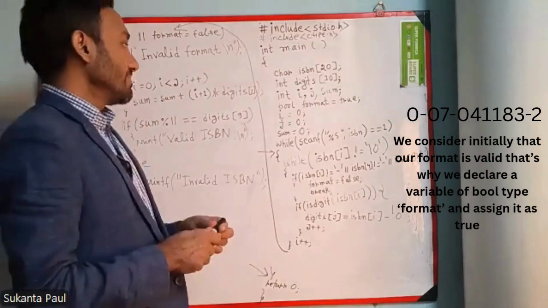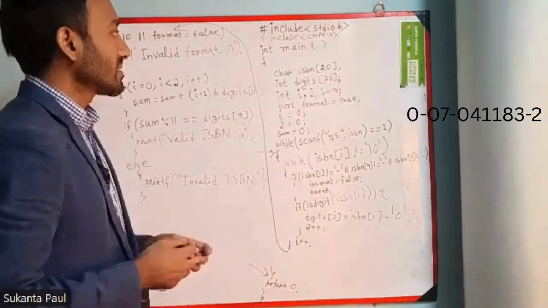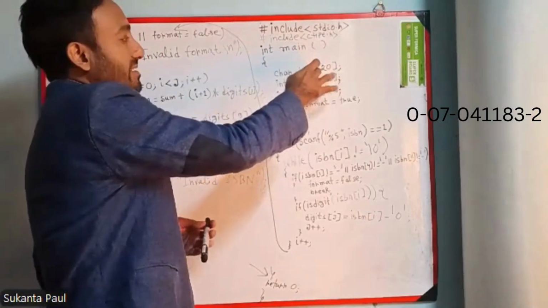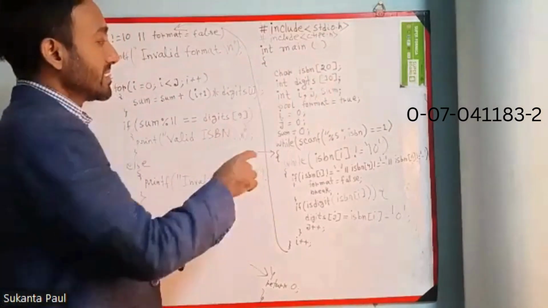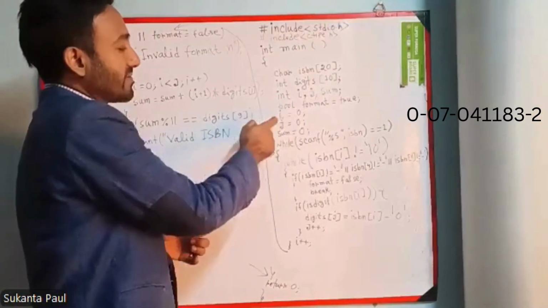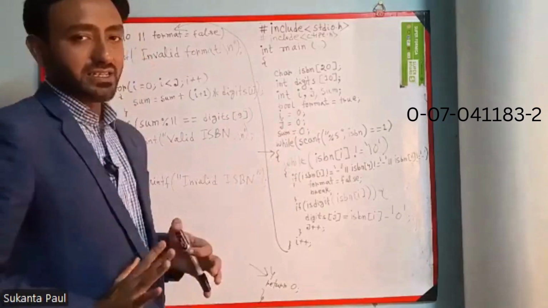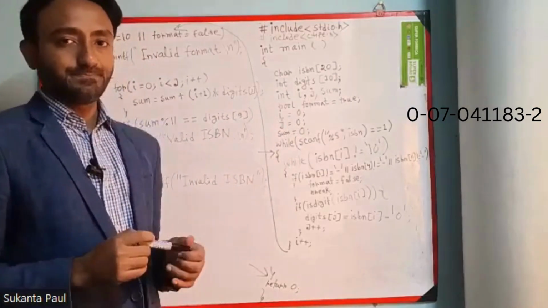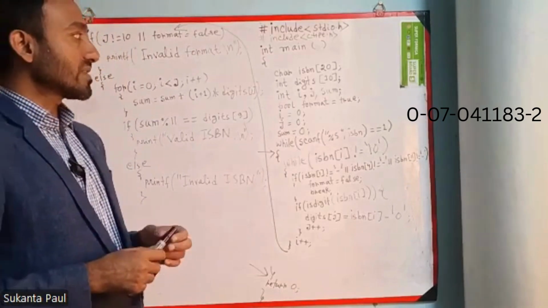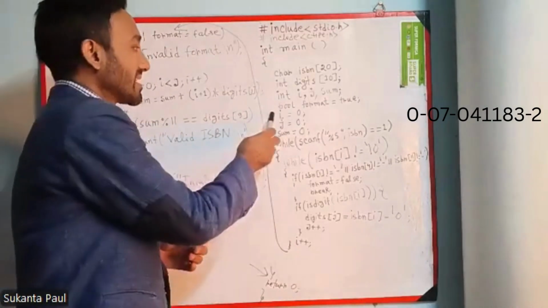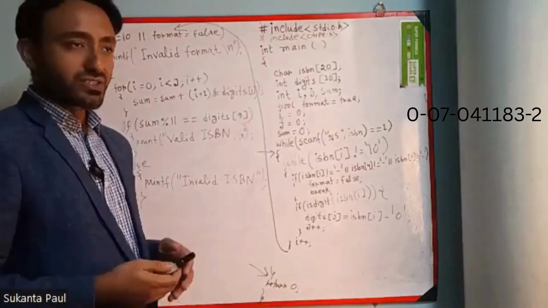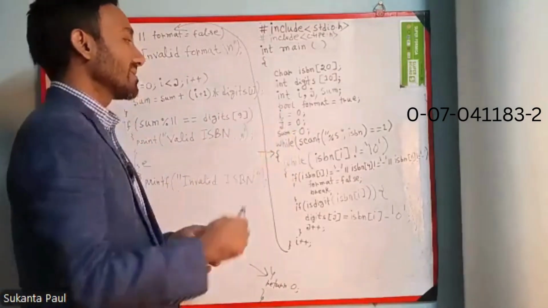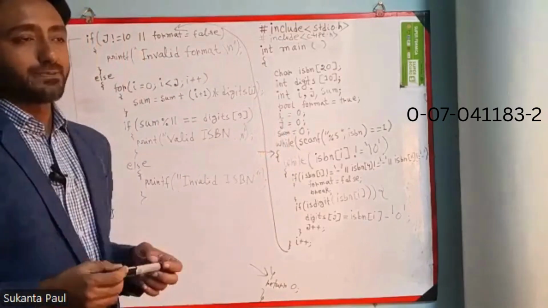Now, the initial position of the ISBN, the initial position of digits, and the initial value of sum will be 0. That's why we write i = 0, j = 0, sum = 0. The scanning process will start from 0, and the initial sum will also be 0.